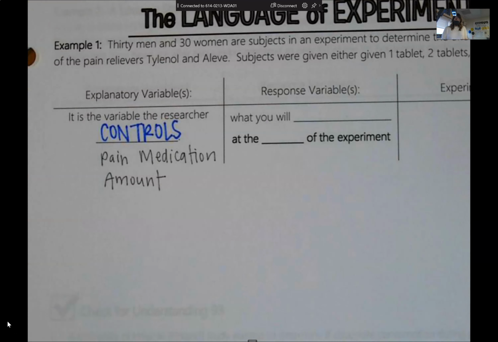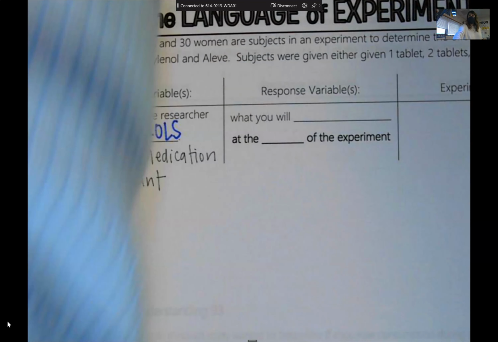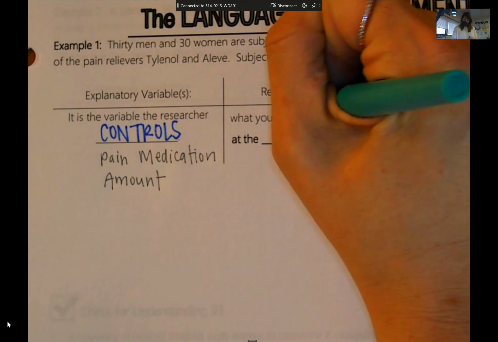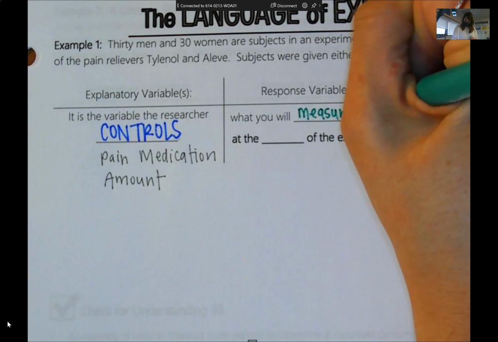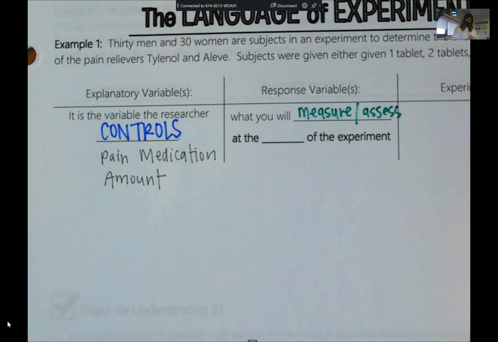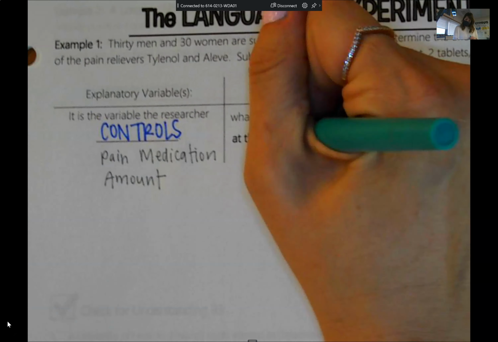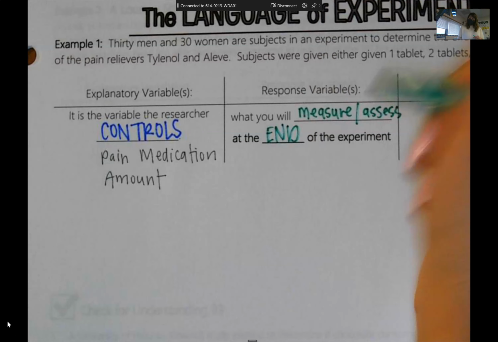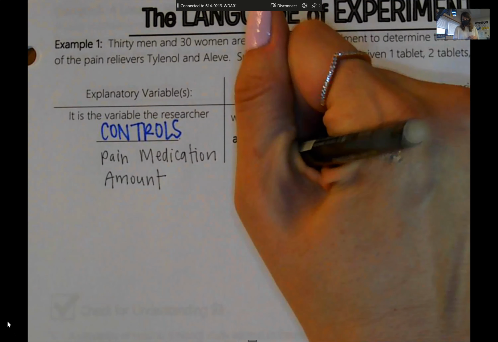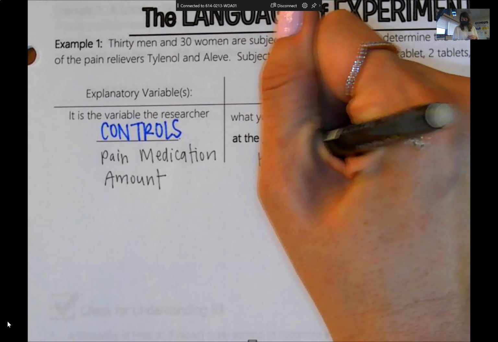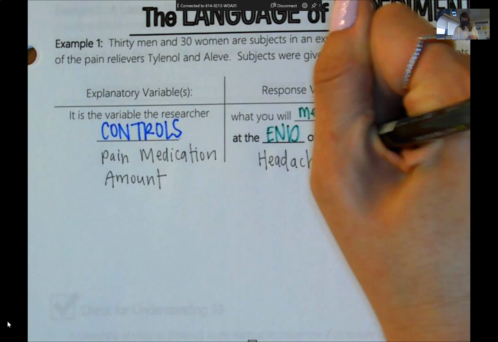The response variable is what we will measure or assess at the end of the experiment. I feel like that's too many S's. So this is what we're hoping will change due to what we're controlling. So we're hoping that the headache pain changes. So our response variable here is headache pain.